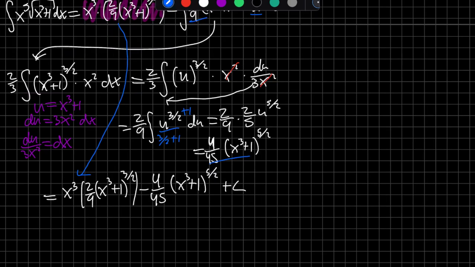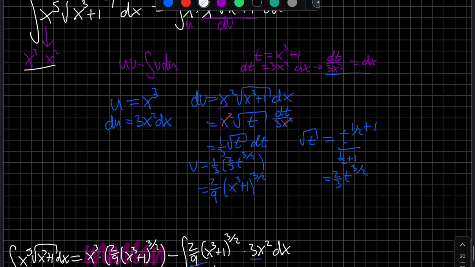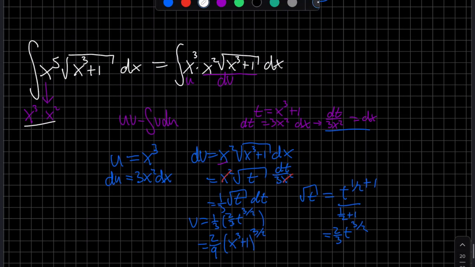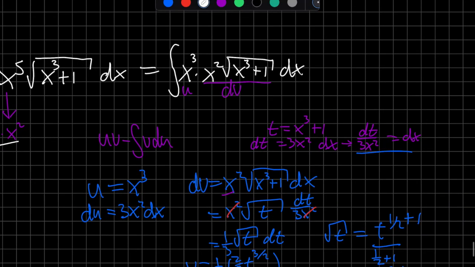And that's it. Yes, that was a long one, but this is something that you should expect to see on your tests, on your homework. Nothing too bad. What we did, just to recap, at the beginning we weren't able to do integration by parts easily because we were left with an integral that we don't know how to solve. We don't know how to solve the square root of x cubed plus 1, right? Just integrating this is really difficult.